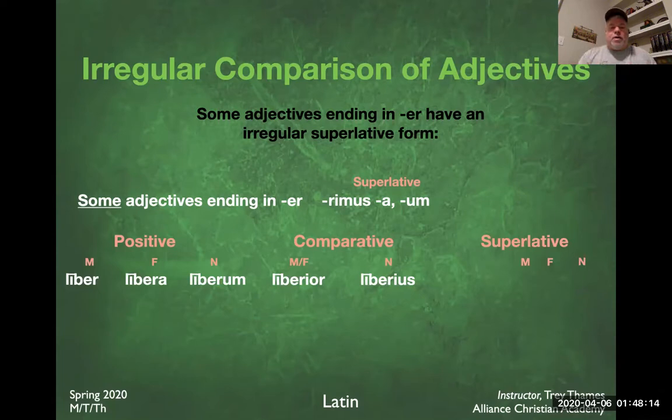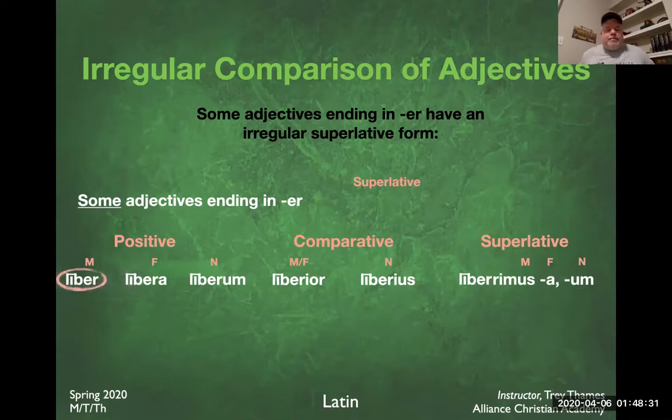So here, we're not going to use the stem. We're using the masculine singular nominative as the stem for the superlative, and you add -rimus. So here's what that looks like. Liber, here's the masculine nominative, liber, and you add -rimus, -a, -um. Now this is where it's going to be helpful to keep this in mind.